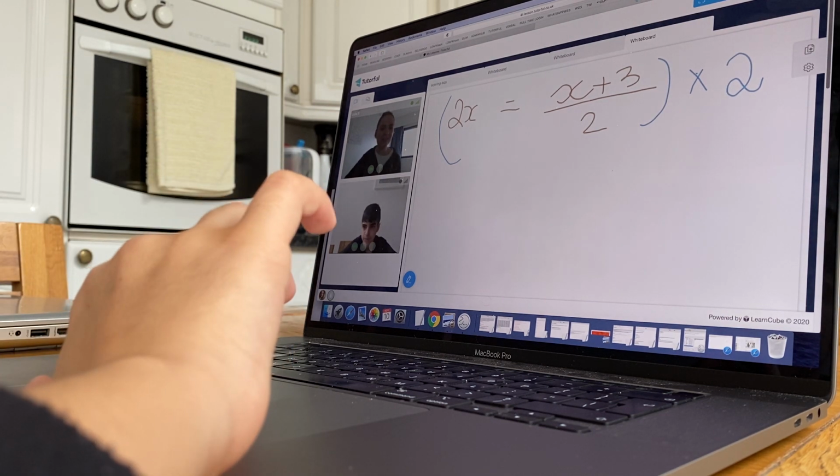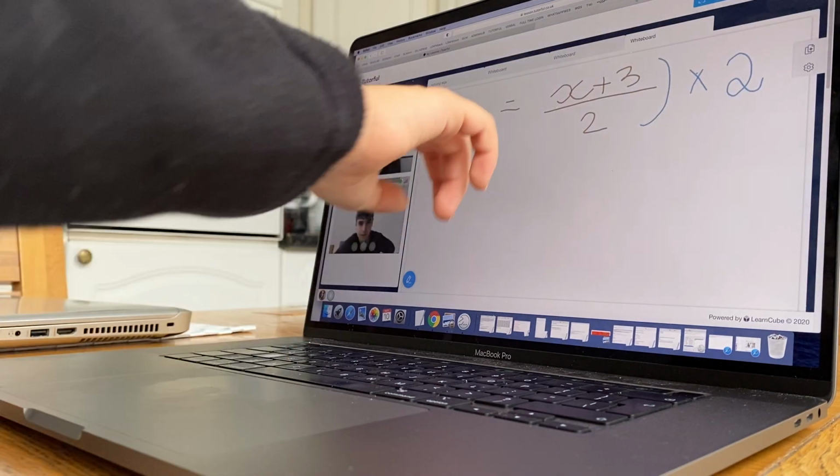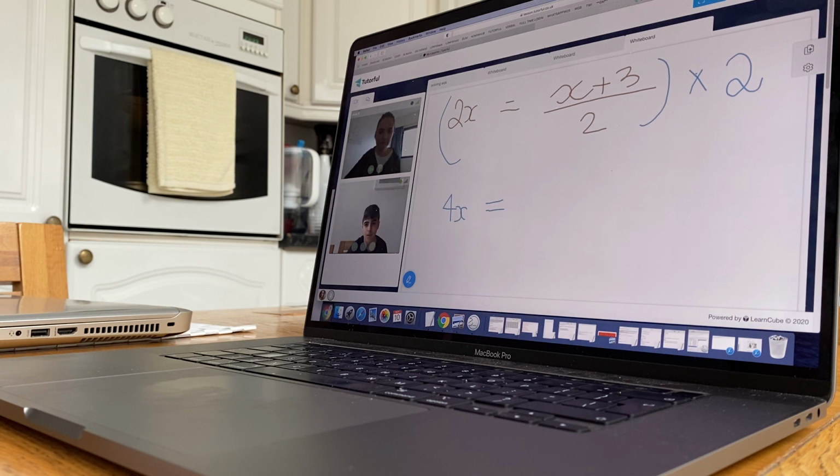What do we have on the left-hand side once we multiply it by 2? The 2x becomes 4x, yeah, perfect. And remember that because we can't just multiply one side of the equation by 2, we have to multiply this side as well. Okay, and then what do we have on the right-hand side? So we have x plus 2 over 2. What does this become once we multiplied it by 2? x plus 3 equals 3x divided by 2.